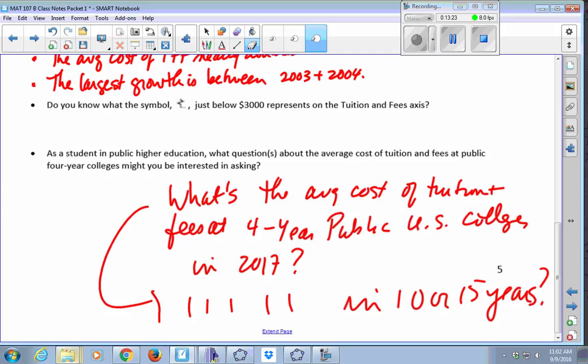That's a different type of function than linear. That's what we're going to look at at the end of the year. It's called exponential. If it continues to grow at 5.9%, you wouldn't believe the costs.